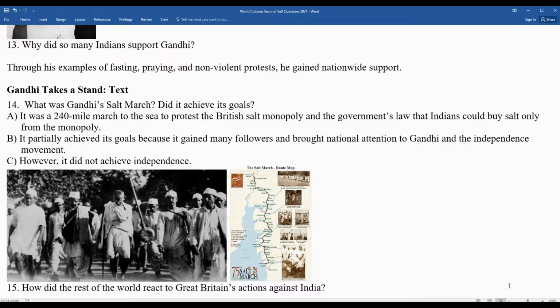It partially achieved its goals because it gained more followers and brought national and international attention to the cause. However, it did not achieve independence. You can see the march imagery on the left, and then the movement of the Salt March over that 240-mile journey, kind of heading southward in India.